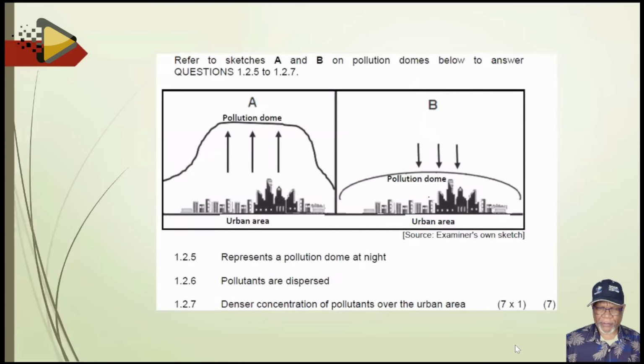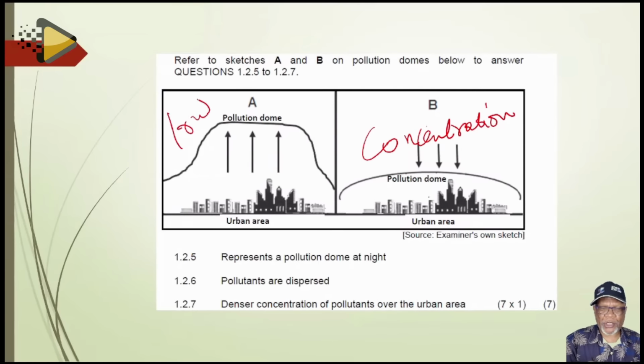So we have some activity here regarding pollution dome. We have pollution dome during the night and pollution dome during the day. Pollution dome during the day is higher because the temperatures are higher during the day and therefore the air is rising. But during the night, the temperatures are lower, so the pollution dome has more concentration. There is high concentration of pollution here, but here the concentration is lower because the air is rising and pollution is spread.